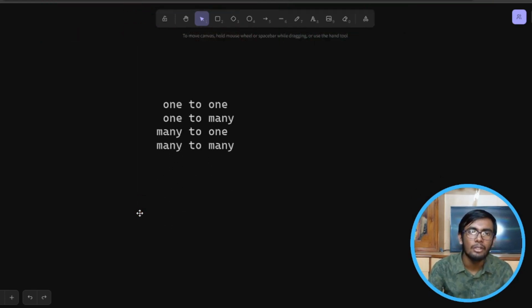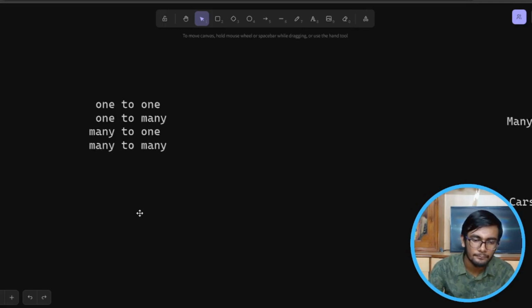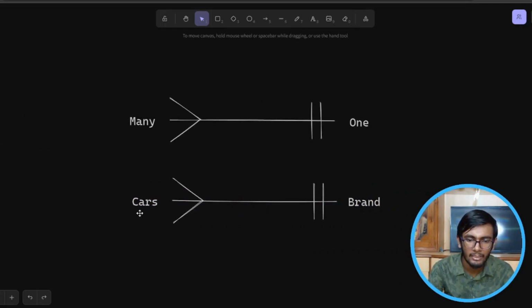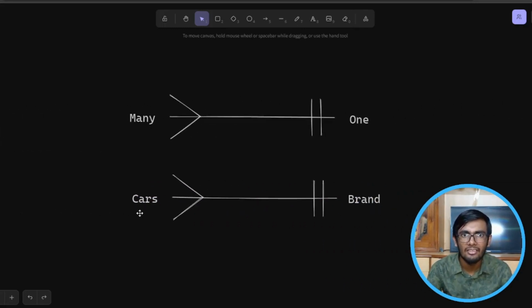Now, there is one more kind of relationship which is many to many relationship, and we would be discussing this in some other video. So let's move forward. Now, a one to many relationship is signified by this symbol, where this side stands for the many object and this side stands for the one object. For our example, we can place the cars object right here and the brand object here.